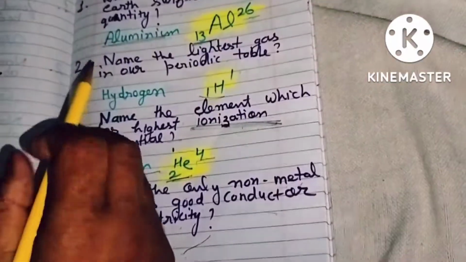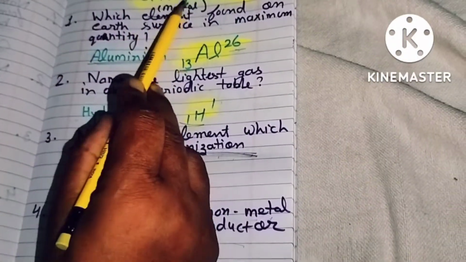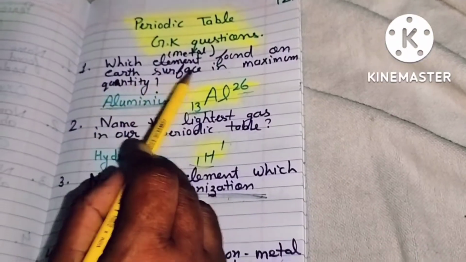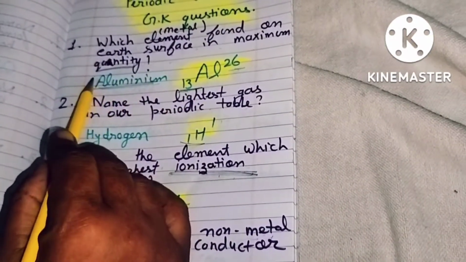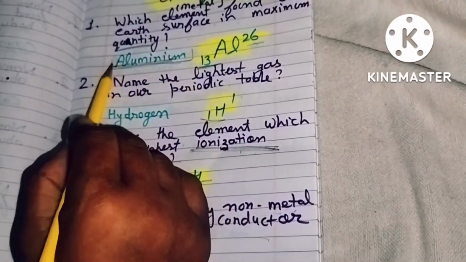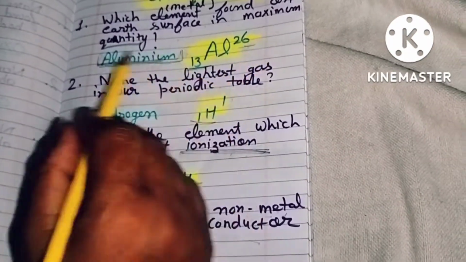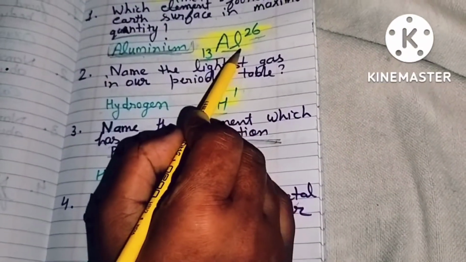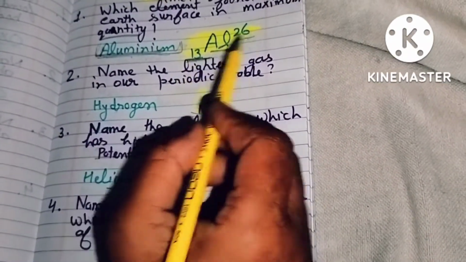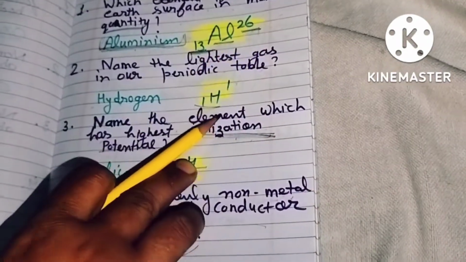Next, which metal is found on the earth's surface in maximum quantity? The metal found in the highest quantity on the earth's surface is aluminium. It is symbolized by Al. Its atomic number is 13 and its mass is 26.